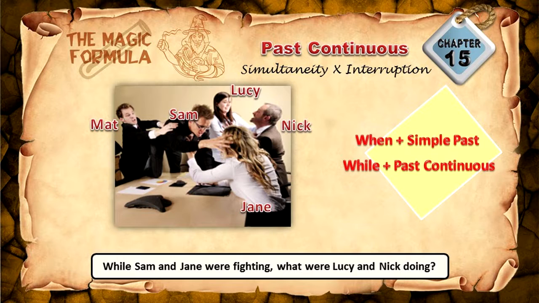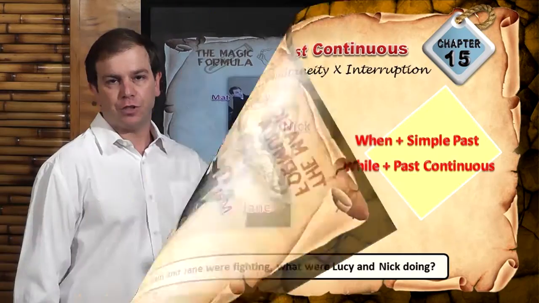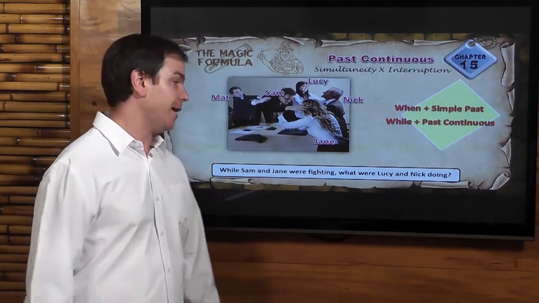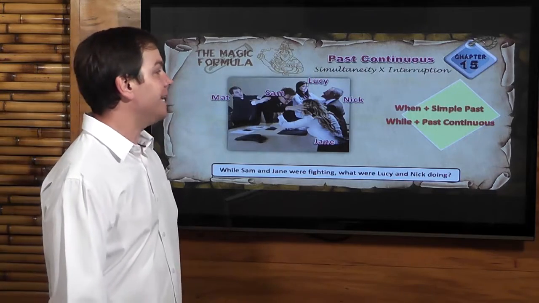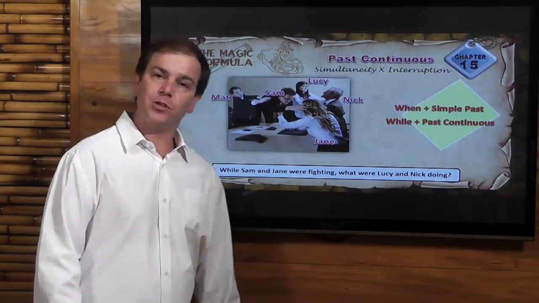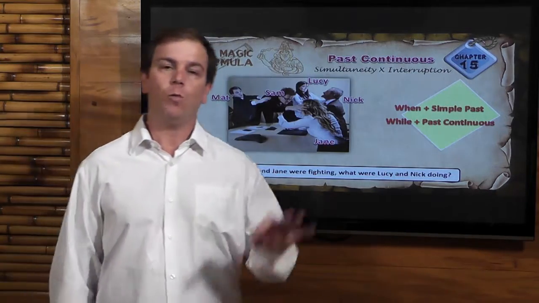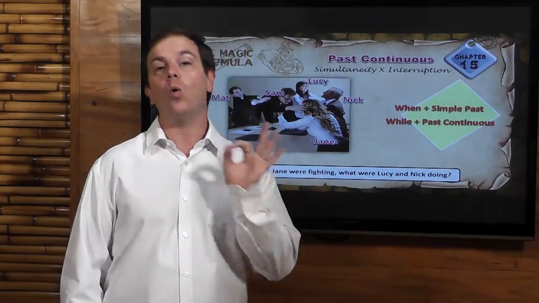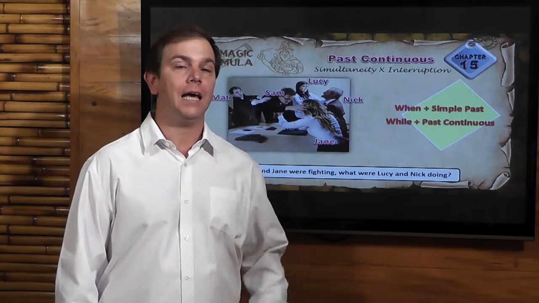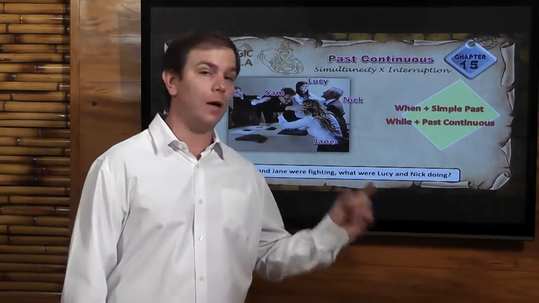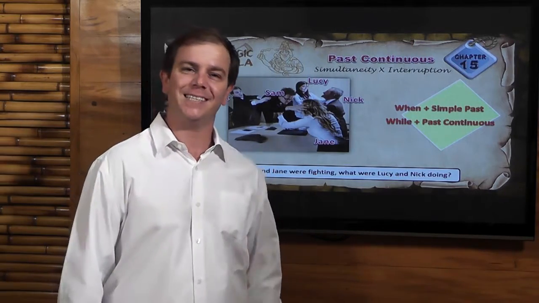Another example is while Sam and Jane were fighting, what were Lucy and Nick doing? Now we have two simultaneous actions. So while Sam and Jane were fighting, Lucy and Nick were talking, maybe about a project. So as you can see, past continuous will always be used with the idea of interruption or simultaneity. And it's up to you to decide whether you are using interruption or simultaneity.